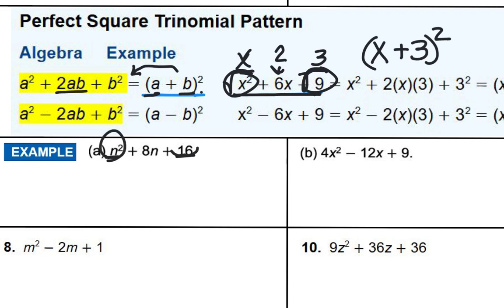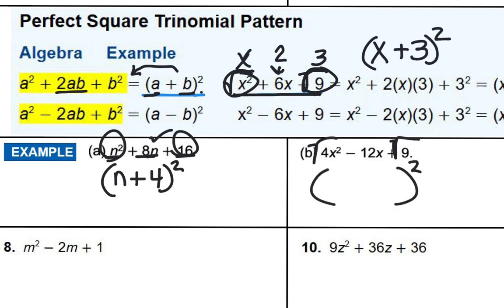So I have perfect squares here, so it's going to be n, the square root of 16 is 4 squared. And just remember, the middle is 2 times a times b, so a and b is 4n times 2 is 8n, so that checks. All right, so are these perfect squares? Yes. The perfect square of 4x squared is 2x. And then the perfect square of 9 is 3.